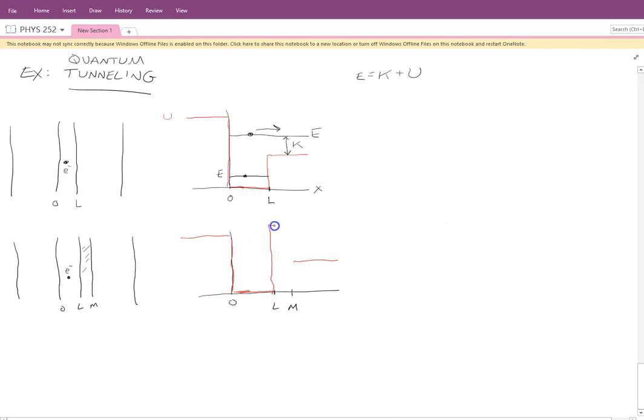So maybe it's something like this. And then it comes down. Okay? Well, now, watch this. Suppose that the total energy of the electron is up here. So you give it some energy, right? Now, if you do just a classical analysis, it looks like that electron is trapped.